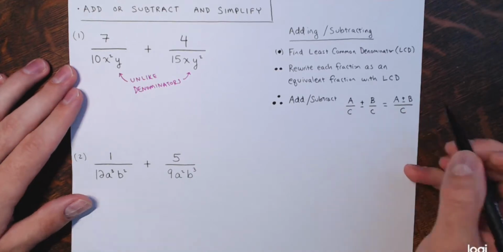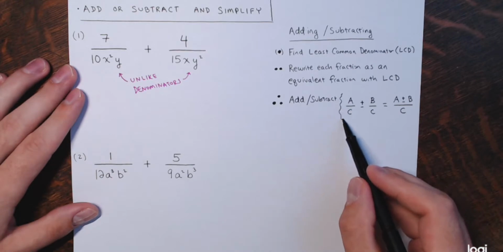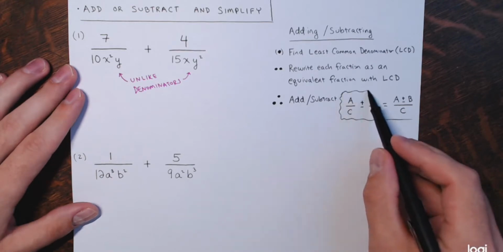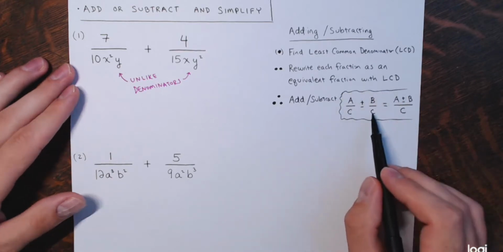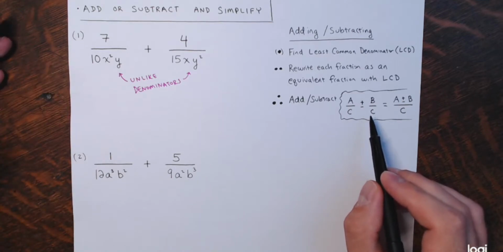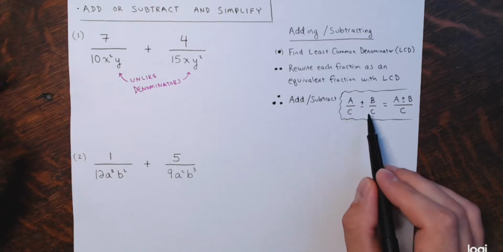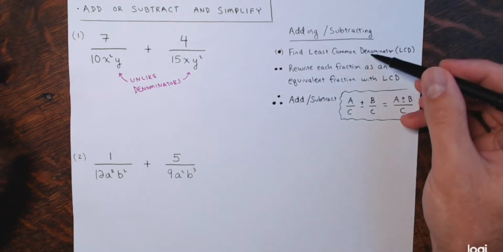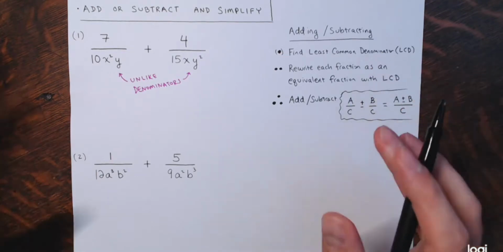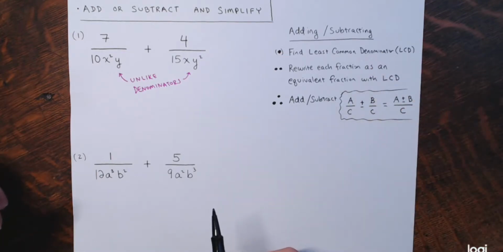So hopefully you remember this rule. You can only add or subtract fractions when they have the same denominator, and that's the whole point of these first two steps, is to get them to have the same denominator.